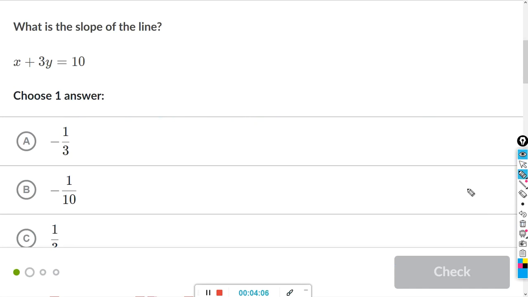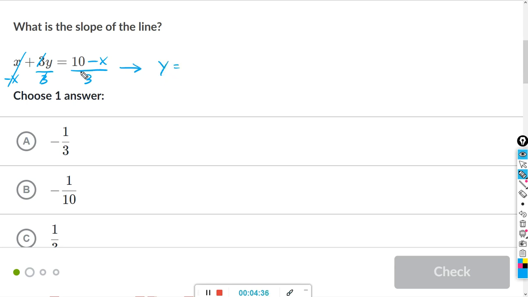Alright, so in this case we're solving for y again. So I have a 3y here. I want to get rid of the x. I'll do a minus x on both sides. X minus x cancels. Okay, at 3y equals 10 minus x, I'm just going to divide both sides by 3. The 3's cancel. And y equals 10 minus x over 3.